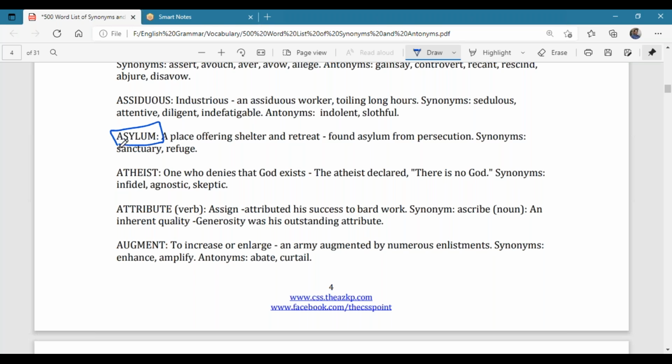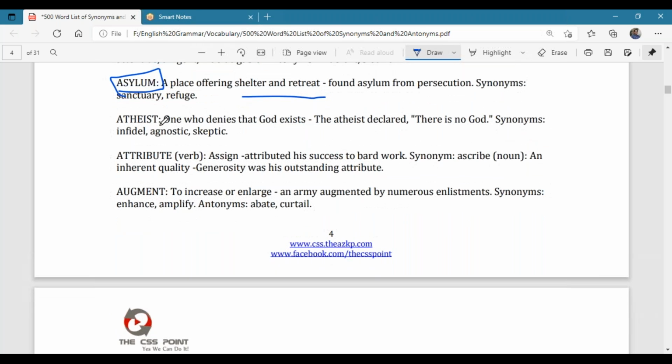See, asylum is a place offering shelter and retreat. Most of you may have other kinds of illusions that asylum means where they put people who are mentally retarded. That's not true. Asylum is a place which offers shelter to any kind of person. If you call it a mental asylum, then you put the people with mental illness there.